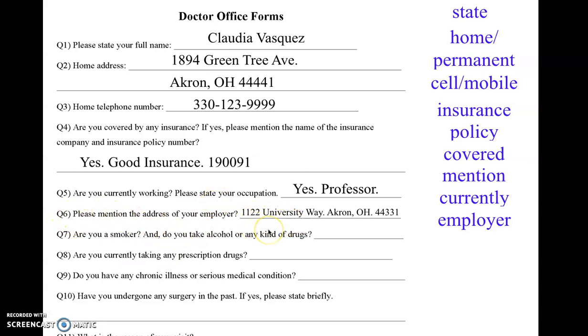So Claudia's job, her university, 1122 University Way, Akron, Ohio, 44331. This is the address.